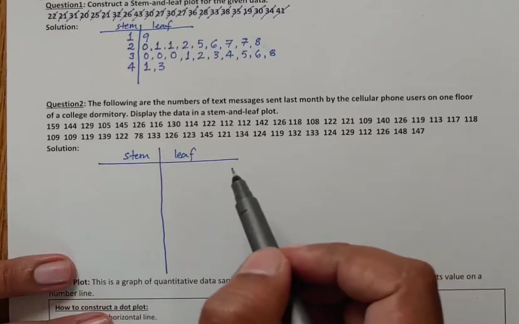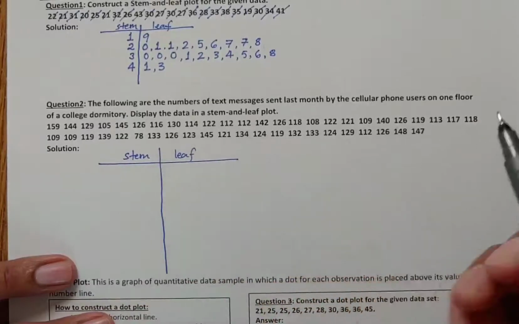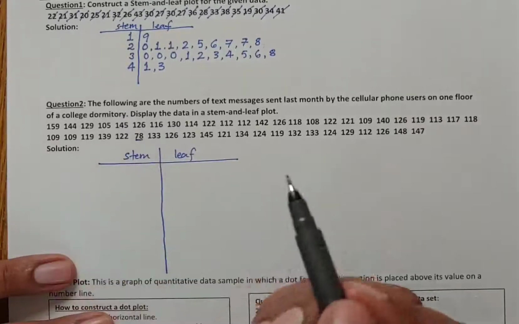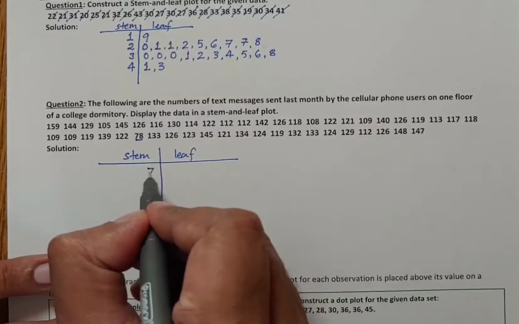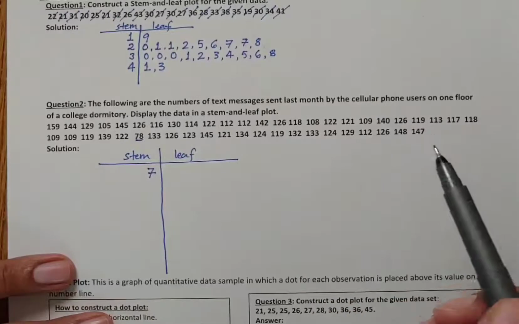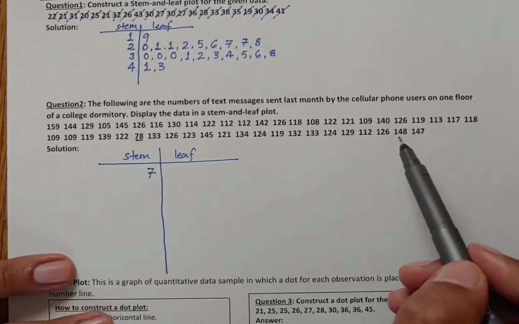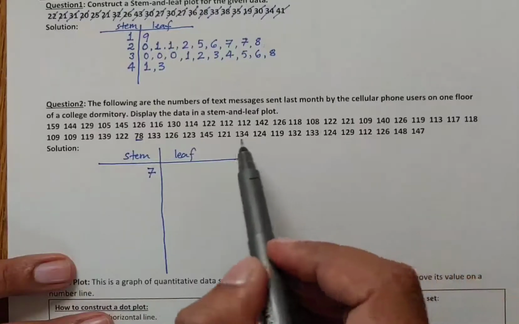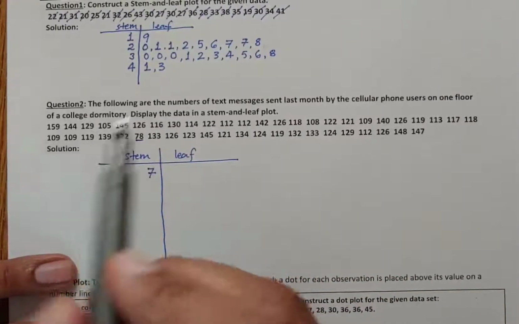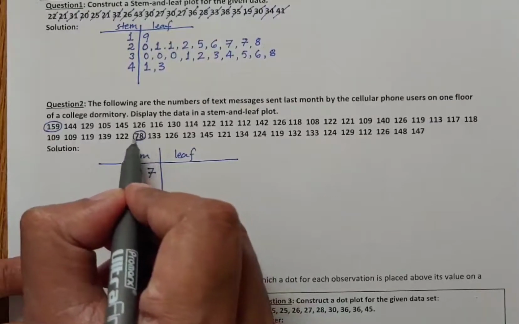Okay, now let's see the smallest number and the largest number. The smallest number in the data is 78. This is the smallest number, so the stem starts with 7. Okay, and the largest number is 159. 159 is the largest number. So this is the largest number and this is the smallest number.